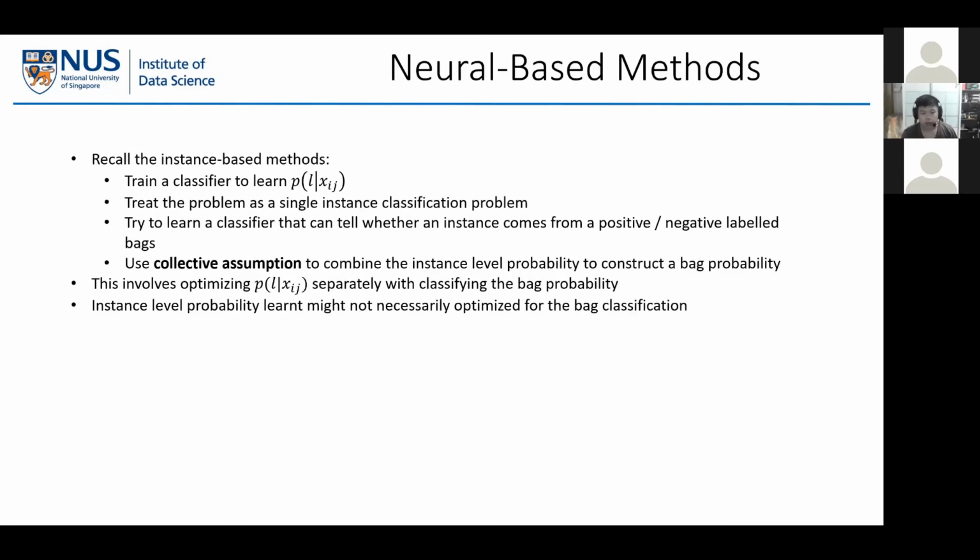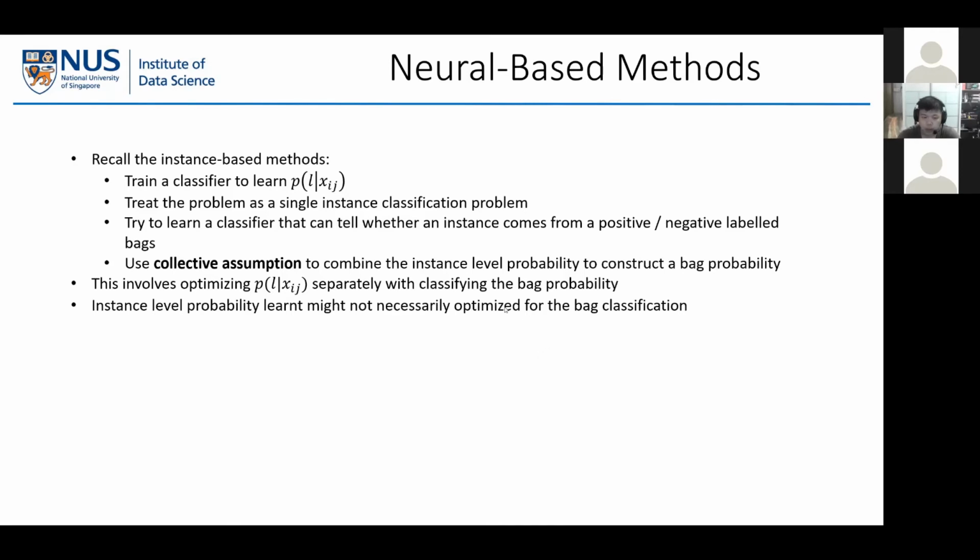So what do I mean by focusing on the loss function? Let's recall the instance-based methods that we had earlier. We previously trained a classifier to learn the probability of the label given the instance. This is the instance-based probability, and we have an assumption that links all these probabilities to the ultimate bag probability that we use to optimize. But if you think about it, we're not optimizing the bag probability directly, but as a function of the aggregation of all the instance-level probabilities. We're just specifying a loss function, specifying how the bag probability is related to the instance probability, and then asking our model to learn the relationship on its own.